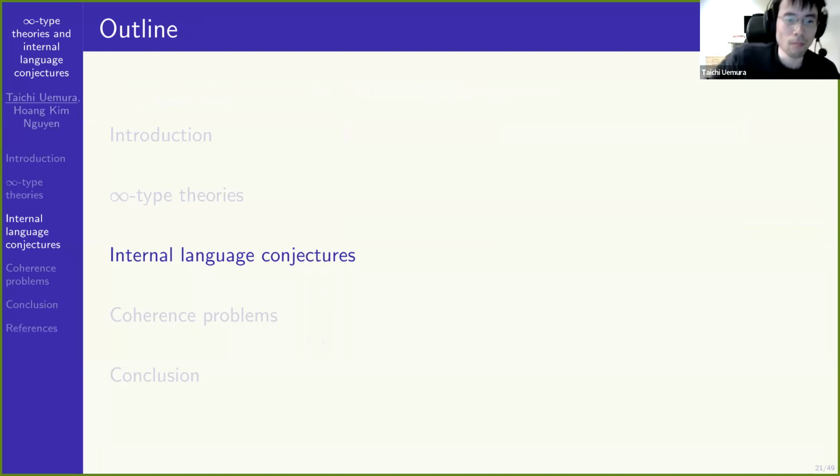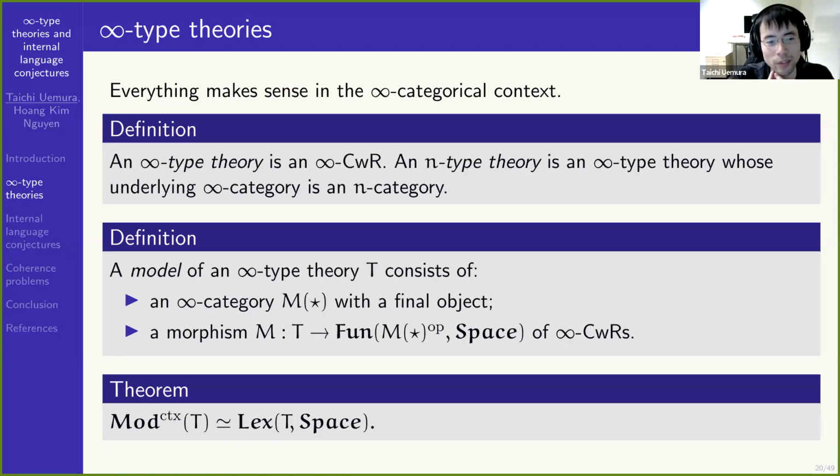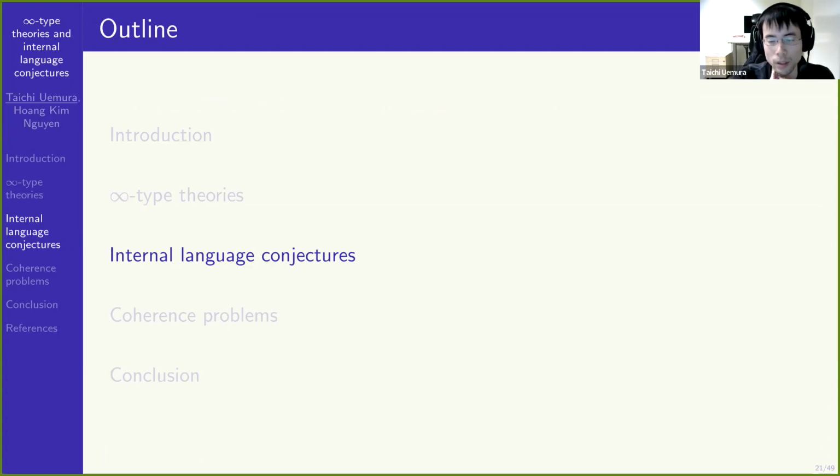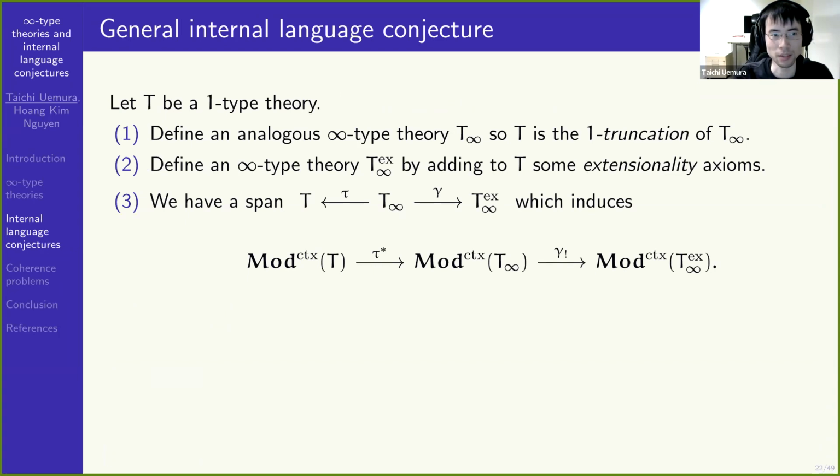Okay, so we defined infinity type theories and their contextual models. We can now formulate internal language conjectures in a general way. We start from some 1-type theory T, and consider an internal language conjecture for this 1-type theory. The first step is to define an analogous infinity type theory T infinity, which will be essentially the same as T, but defined as an infinity type theory. In other words, T infinity is an infinity type theory such that T is the 1-truncation of T infinity, or something like this.